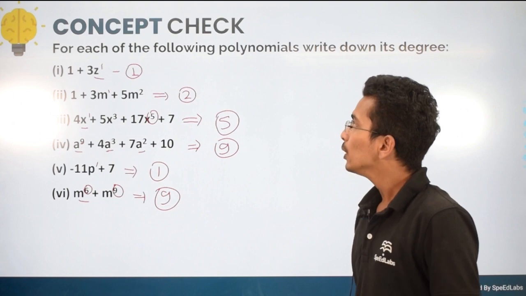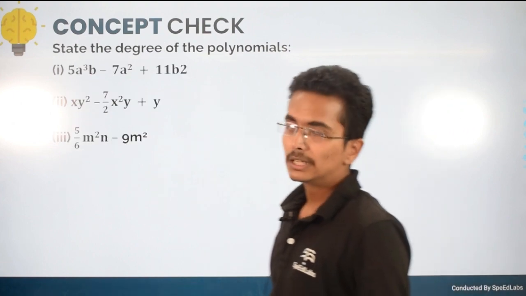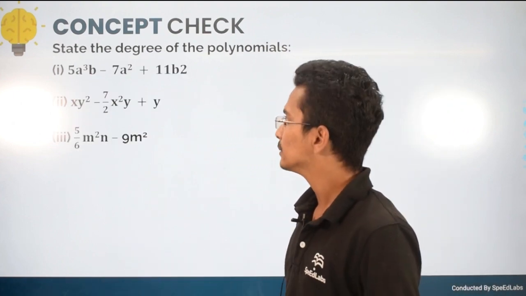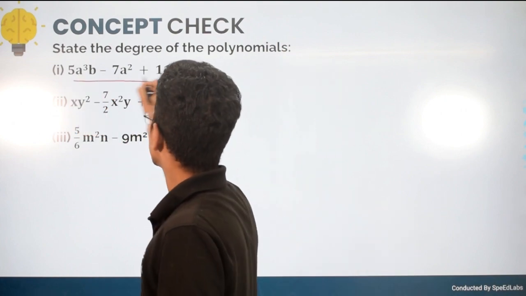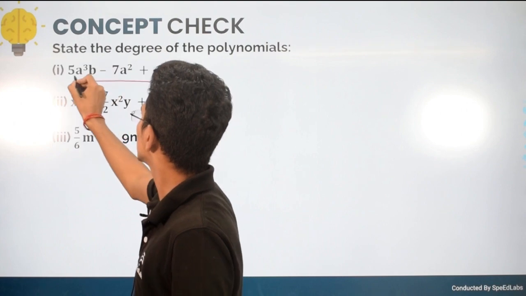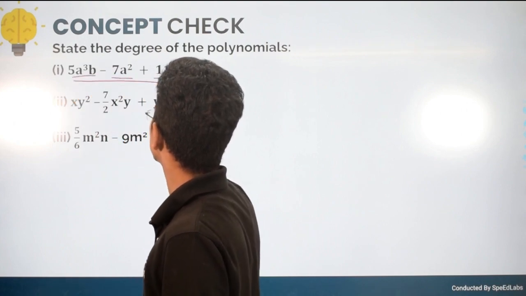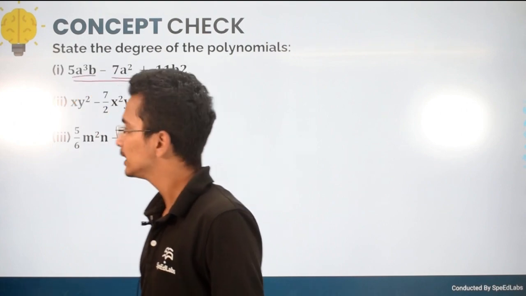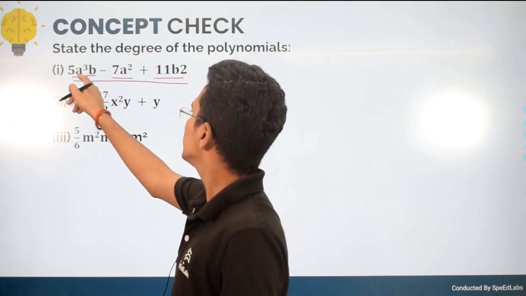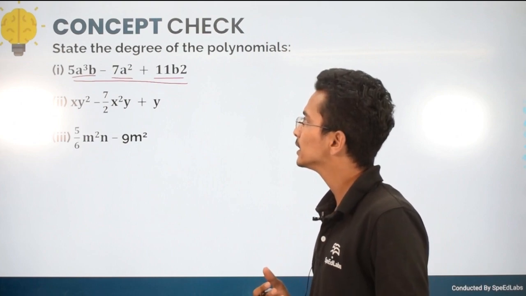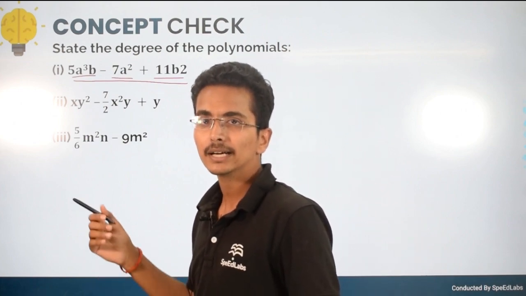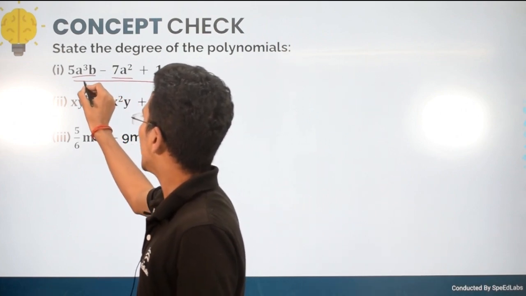Okay. Now we will see those questions in which, in each term, two variables are multiplied with each other, right? Like here in this polynomial there are three terms. The first term is this, and the third term. How will we find the degree? What I have told you earlier is that when we have two variables multiplied with each other in any term, their powers get combined. We have to add their powers.